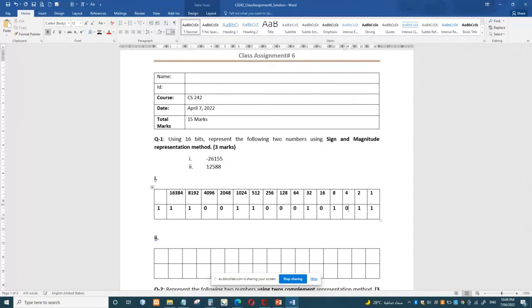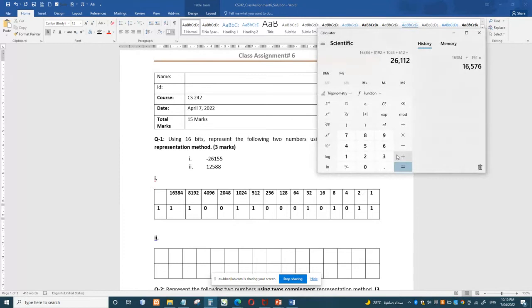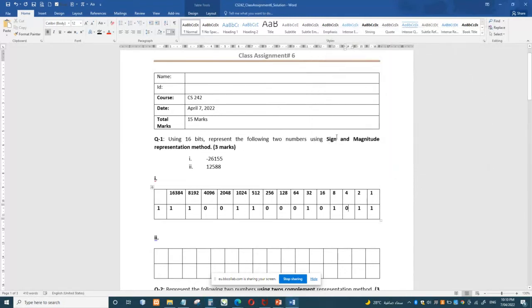So 32 plus 8 is 40, so we can take 40, and we can take 42 and 43. So I think that is done. If I add 43 to it, then we get 26,155. So you can see this is the exact representation for minus 26,155 in sign and magnitude representation. Remember, this is the sign and magnitude representation method.